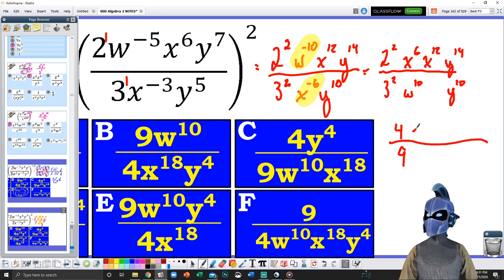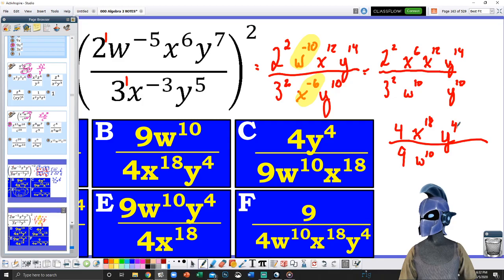X's go together. I add their exponents. Remember, the exponents are not touching. The x's are multiplied, so we're going to add the exponents. W to the 10th, there's no other W there, so that makes it easy. And then down here I've got 14 and minus 10 because they're top to bottom. 14 minus 10 is 4. Biggest exponent was on top, so I keep my y here on the top.